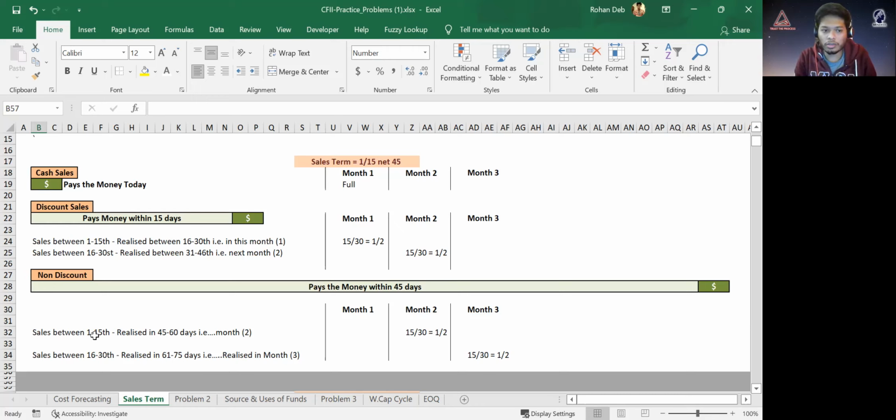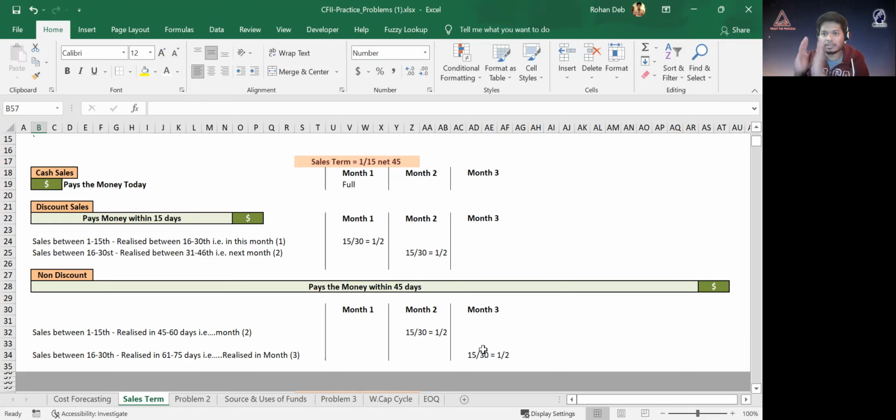So here, 1 to 15 is realized in 45 to 60 days. So that's 15 days in this month. The sales between the 16th and 30th will be realized in the third month. So 16 plus 45 is 61, and 30th plus 45 is 75. Imagine what 61 is: 61 means the first day of the third month.